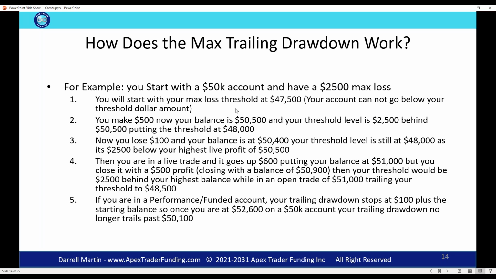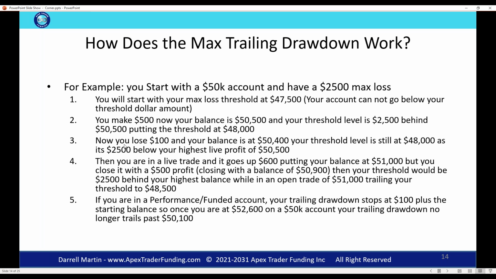It moves up with your profit based on the highest point of profit in any open trade. All right? So you made 500 bucks. Now your balance is at 50,500. Your threshold's 2,500 bucks behind that, so your threshold is now at 48,000. Your threshold will never go down. It can only go up. Does that make sense? First of all, does everybody get that? Your threshold only goes up, it never goes down. Otherwise, it wouldn't be a trailing threshold.